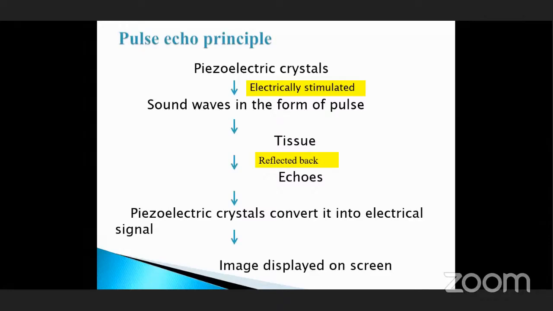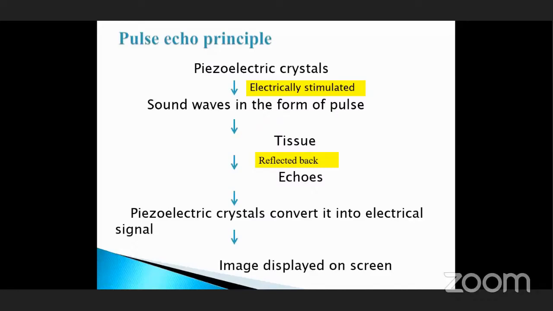When they are stimulated, they produce sound waves in the form of a pulse. When this pulse is directed through tissues, they interact with the tissues and produce echoes. These echoes then go back to the transducer and strike the piezoelectric crystals, which are again stimulated, and they produce an impulse, which is converted into an electrical signal. That electrical signal is displayed on the screen as the image of the area being ultrasonographed. I will repeat again.